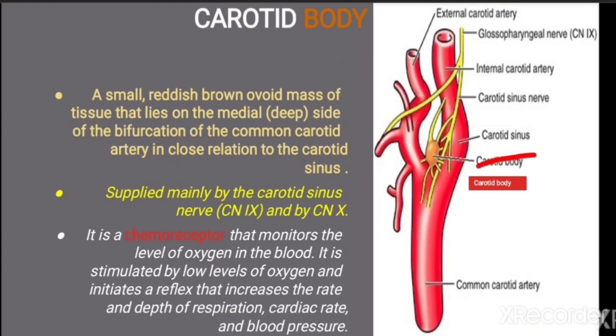Here we can highlight the carotid body, and this is a small reddish brown ovoid mass of tissue that lies on the medial side of the bifurcation of the common carotid artery in close relation to the carotid sinus. This is also supplied by the 9th cranial nerve and the 10th cranial nerve. This is a chemoreceptor that monitors the level of oxygen in the blood. It is stimulated by low levels of oxygen and initiates a reflex that increases the heart rate, depth of respiration, cardiac rate, and the blood pressure.